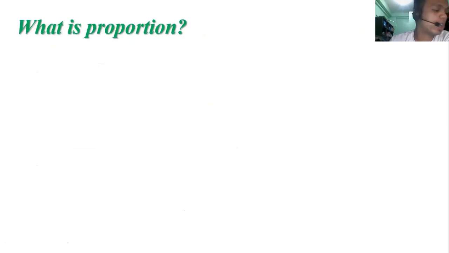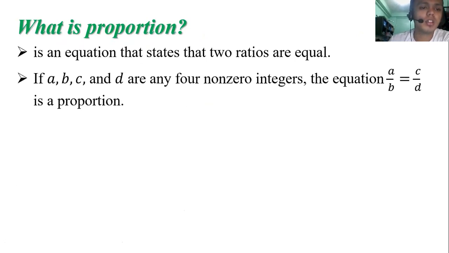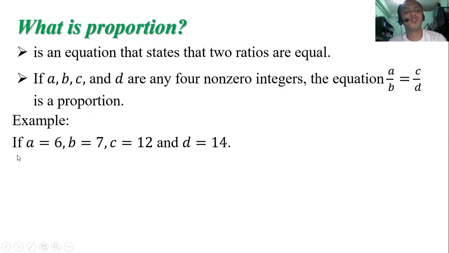That's it. Let's go to proportion. What is proportion? Proportion is an equation that states that two ratios are equal. If A, B, C, and D are any four non-zero integers, the equation A over B is equal to C over D is a proportion. Example here: if A is equal to 6, B is equal to 7, C is equal to 12, and D is equal to 14.